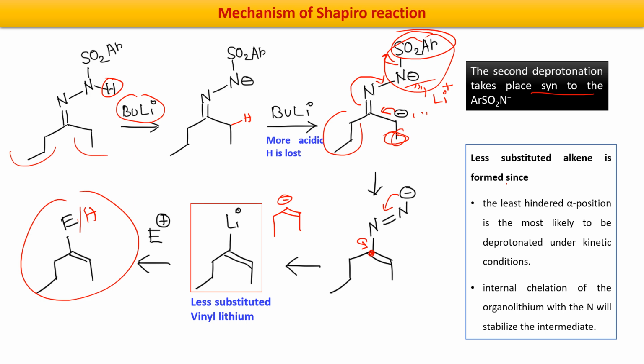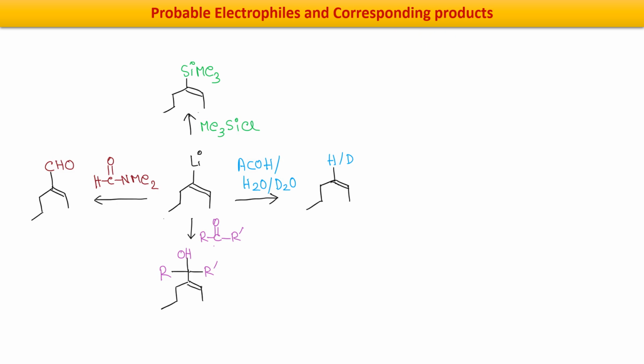So less substituted alkene is formed since the least hindered alpha position. So this is alpha position, this is alpha position. The least hindered alpha position is the most likely position for deprotonation because it is under kinetic condition, and internal chelation of the organolithium with the nitrogen can also stabilize. So these two are the reasons for which less substituted alkene will be preferred.